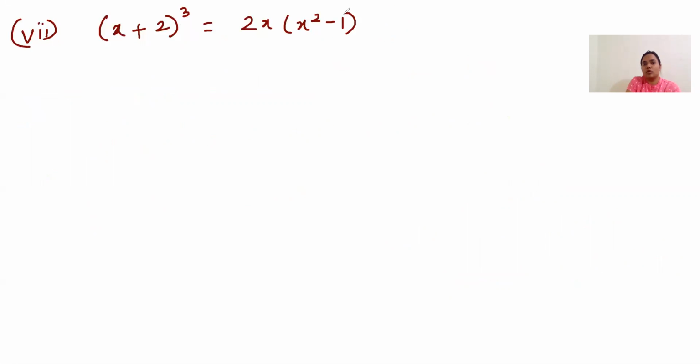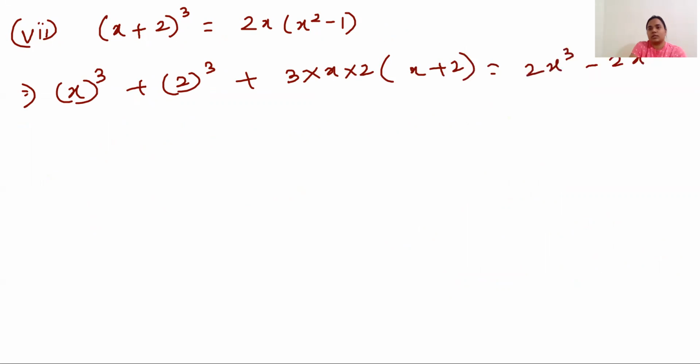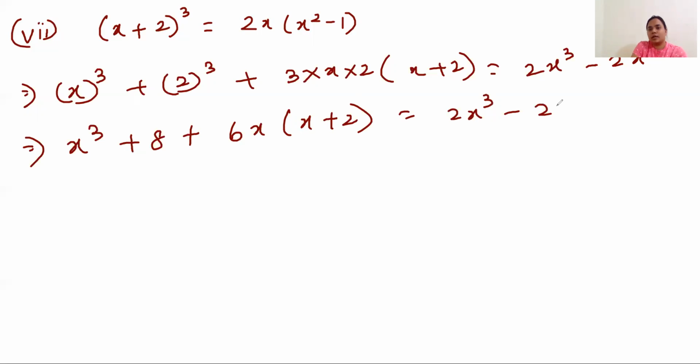It is x plus 2 whole cube. What is the formula for a plus b whole cube? It is a cube plus b cube plus 3ab into a plus b, which is equal to 2x cube minus 2x. If I memorize it the other way, like 3a square b plus 3ab square, that is also fine.